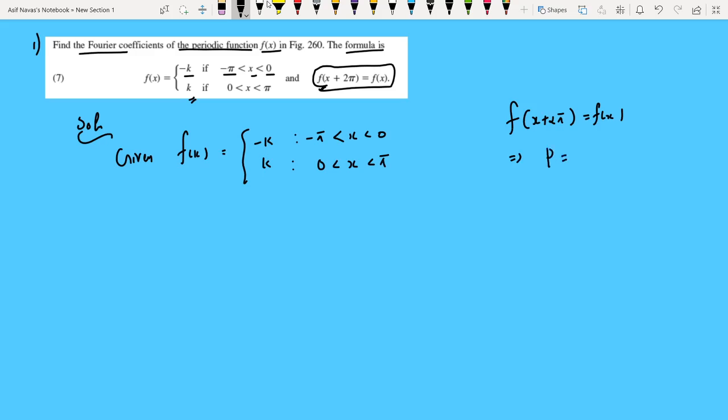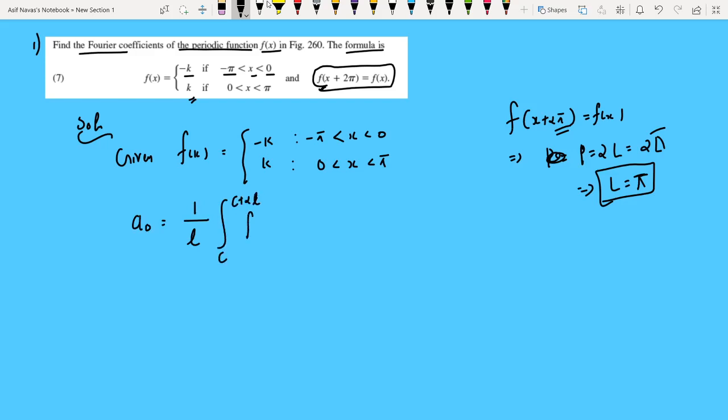The period is actually 2L, which here is 2 pi. Therefore, L equals pi. Now first we will find a naught. By Euler's formula, a naught is 1 by L integral from c to c plus 2L of f of x dx. This function is defined only on this interval, so the starting point is minus pi.